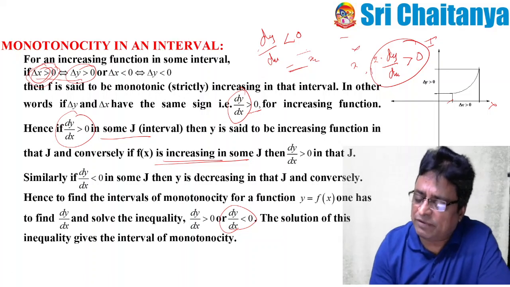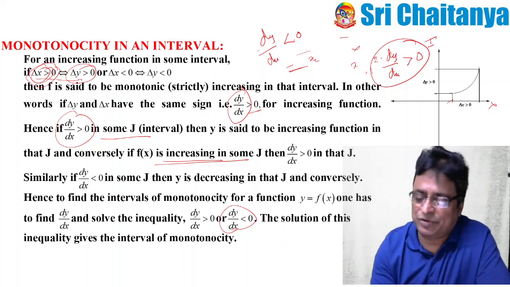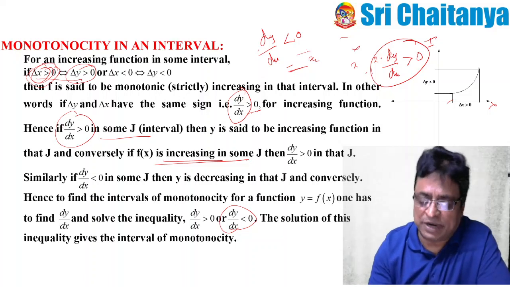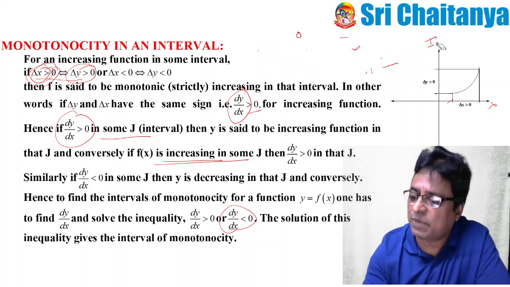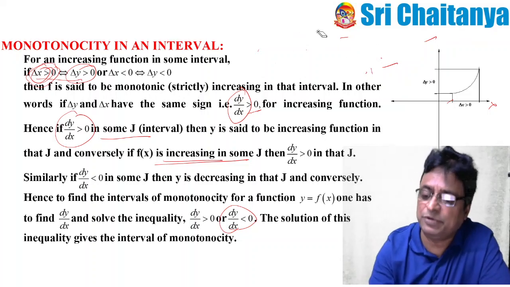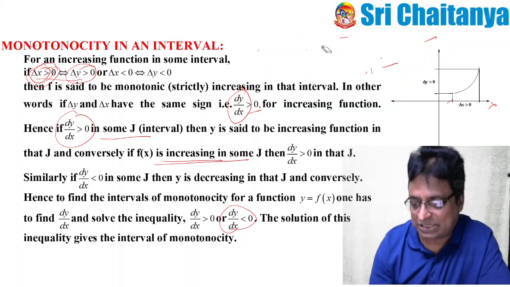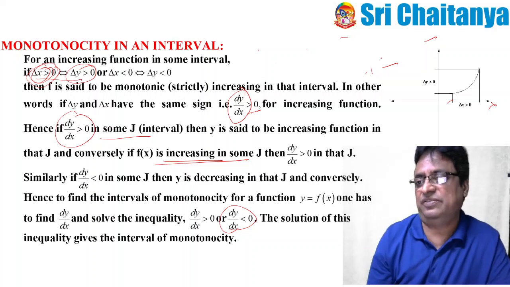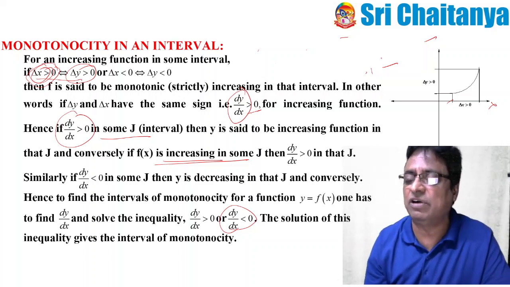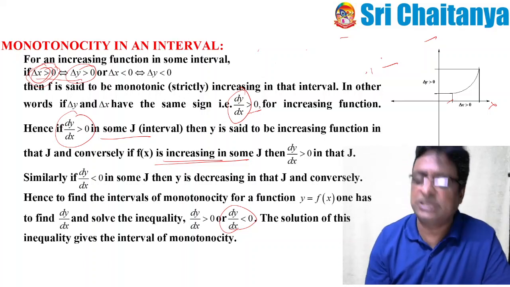So this is the small test. If a function is given to you, drawing this kind of graph is not at all possible for you. So what is the litmus test? What is the best test, whether your function is increasing or decreasing, or in one word, monotonic or not? This is the litmus test.